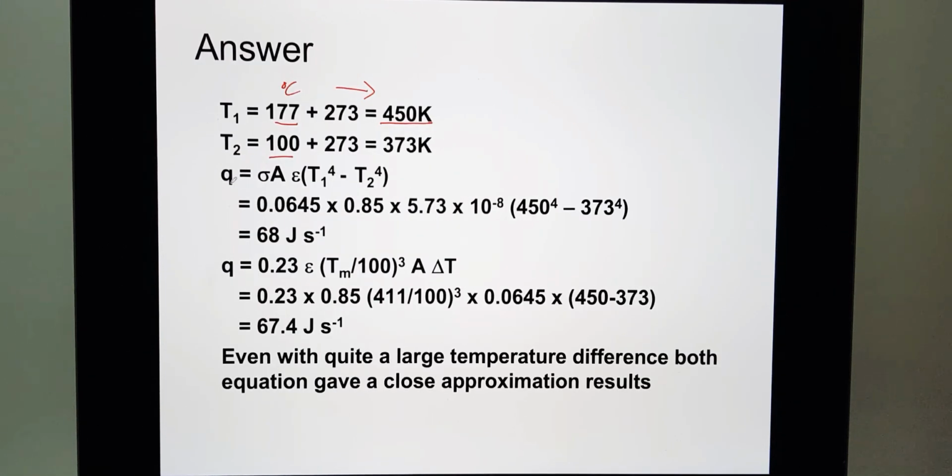Then calculate the value of Q using the equations that have been given to you, because you need to compare the value of Q from both equations. For the first equation, you get 68 joules per second, and for the second Q, you will get 67.4 joules per second. So even with quite a large temperature difference, both equations give you a close approximation, meaning you will get almost similar results with either equation, although they differ in how they treat the temperature difference.